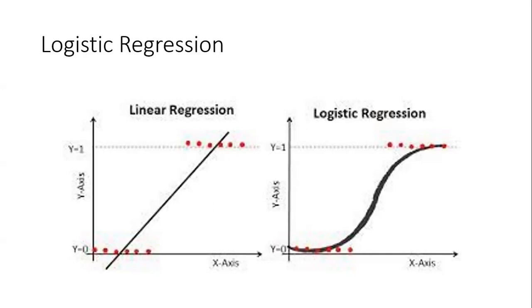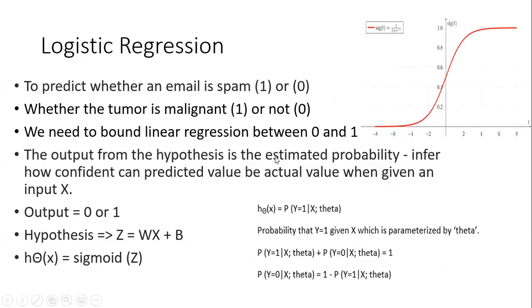It's called regression because we are still trying to fit a line, but we are trying to fit a line with respect to the S-shaped curve. So logistic regression is a very, very important algorithm in many applications. For example, to predict whether an email is spam or not. This is one of the more famous use cases of logistic regression.